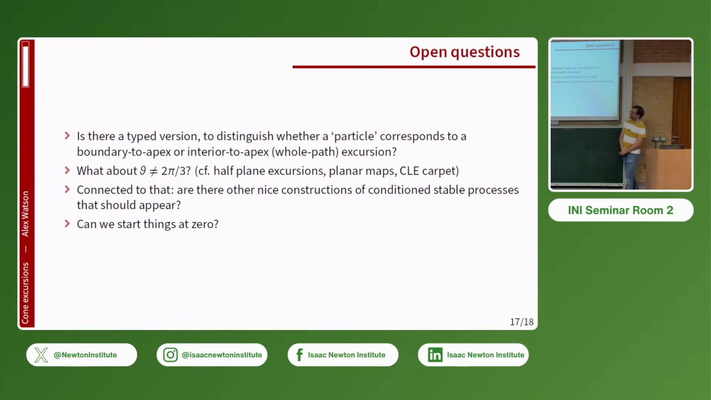Final question, can we start things at 0? So we're always starting on the boundary and going to the apex. You'd think you should be able to start at the apex, so go away and come back in. Right? I think it probably wouldn't be too hard to define a Brownian path that does that. And then can you analyze the excursions within that? And that should be connected to something like the Brownian map.